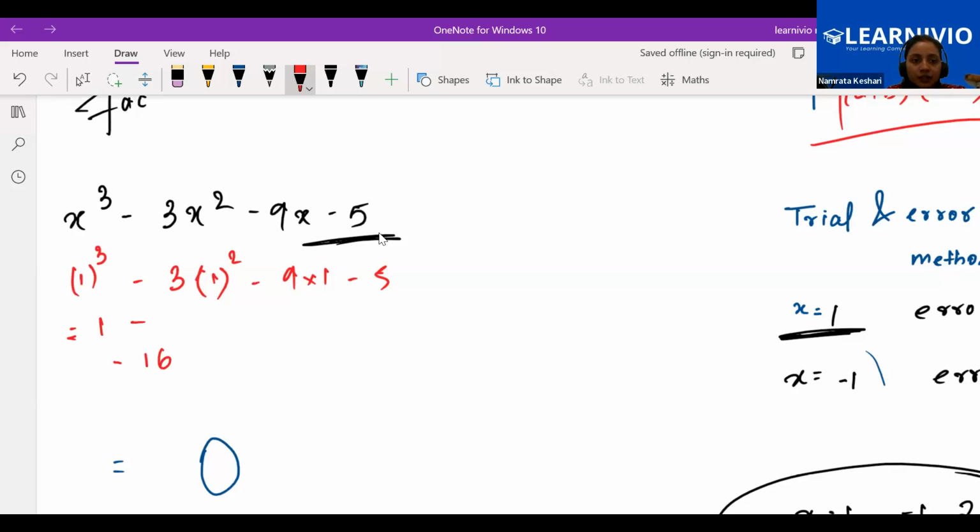1 minus 3 minus 9 minus 5. Yeah, it is correct. We are getting minus 16. What I told you, we are expecting 0. So, we tried a value randomly, x equals 1. We wanted to generate 0, but we ended up getting minus 16. So it is trial and error. Now, again, we will try another value. Minus 1 we will be taking.